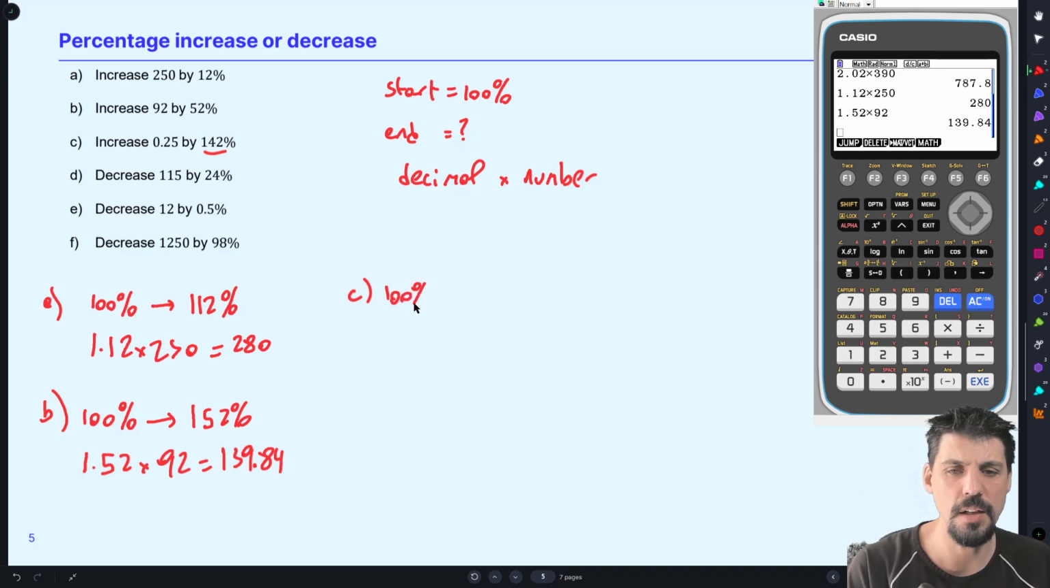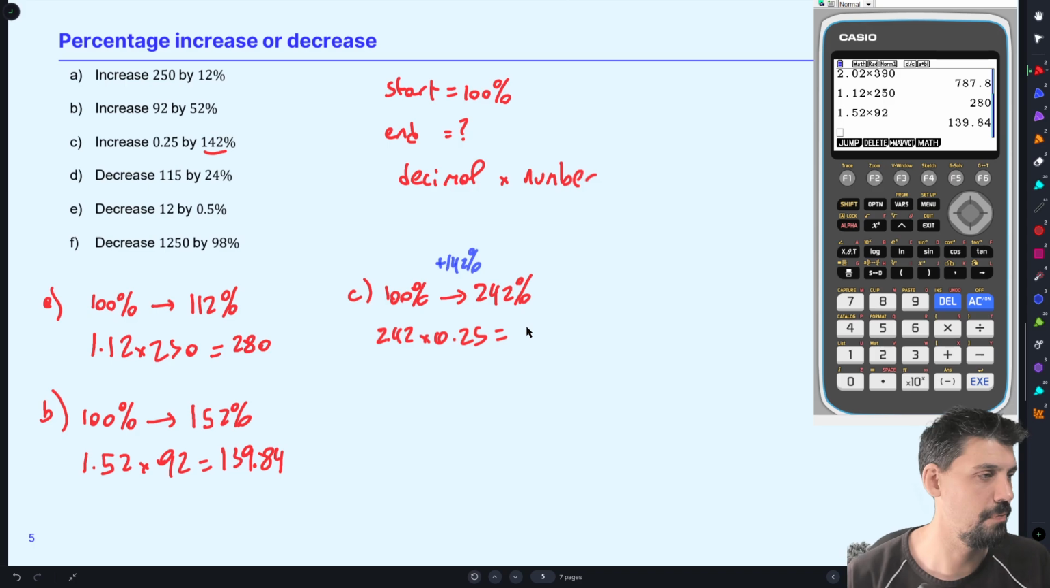And this one is increased by 142%. So we start at 100% and we increase by 142%. We end up with 242%. I have increased that by 142%. So we go 2.42, having that as a decimal, multiplied by 0.25. 2.42 multiplied by 0.25 is 0.605.